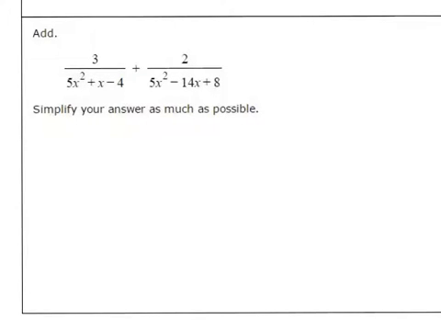Now things are really getting challenging, because not only do we not have denominators that are the same, we have these quadratics floating around. But that's not too bad. We're going to do what we always do with quadratics. We're going to try and factor them. And these will be factorable.